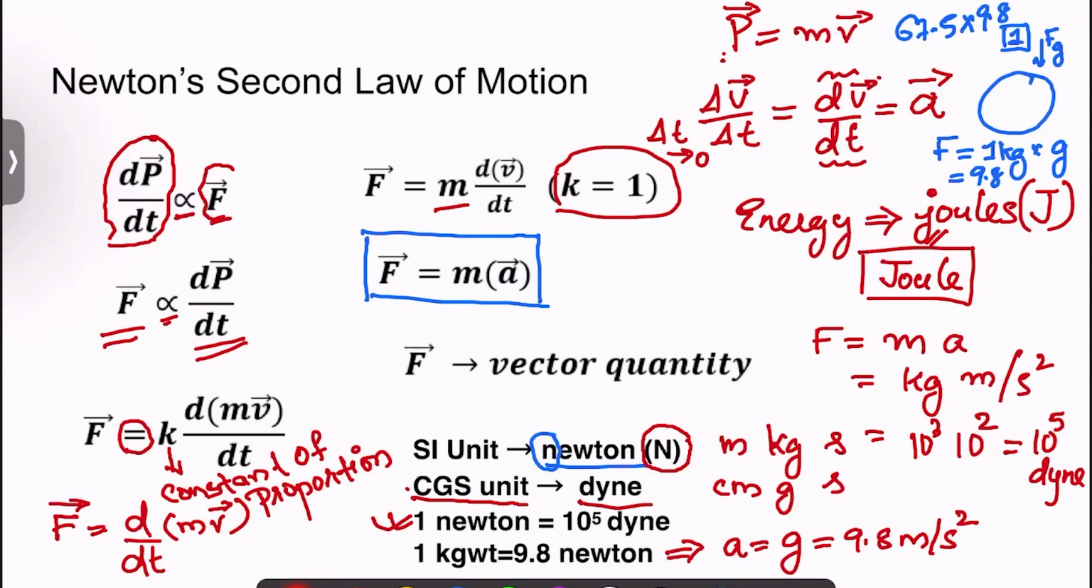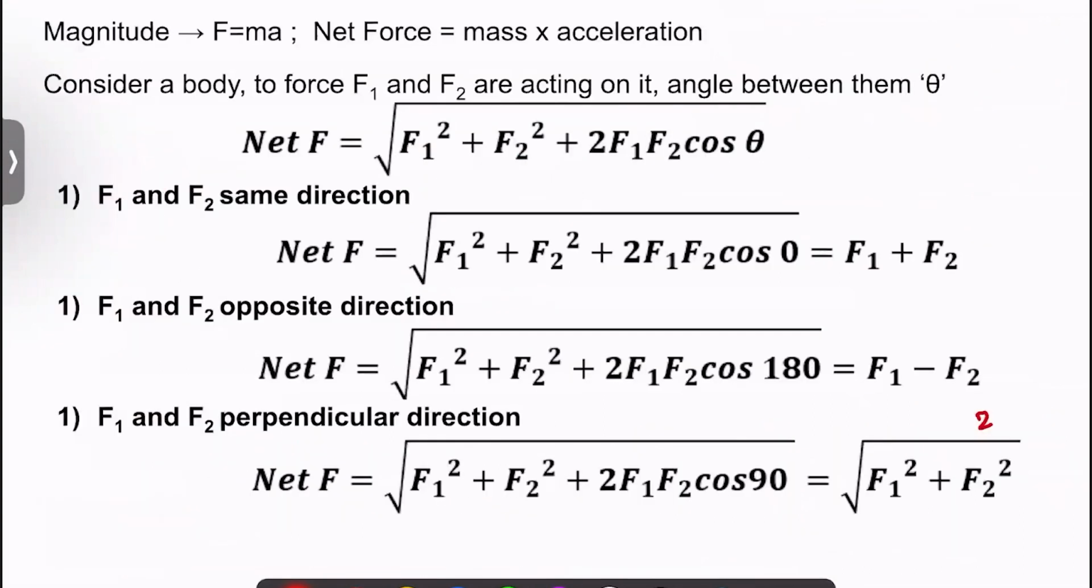So this 9.8 can be removed by taking 9.8 as a fundamental unit. That is what we are using when we are denoting force in the units of kilogram weight. So this is also called kgf, kilogram force.